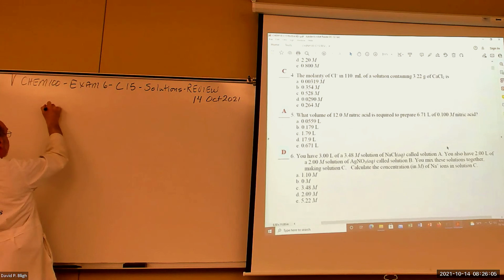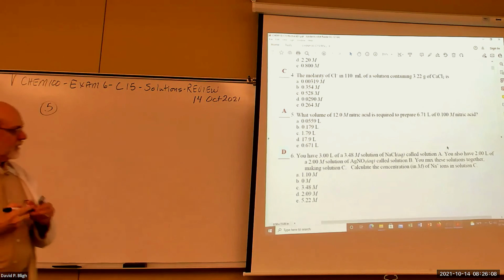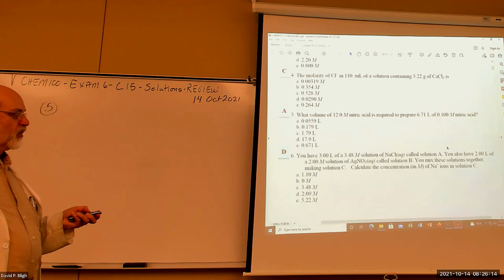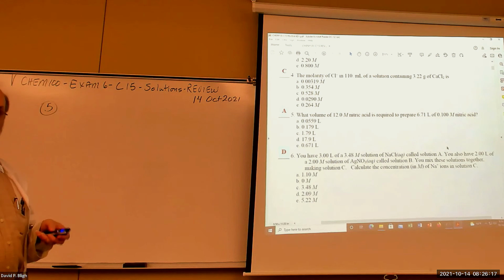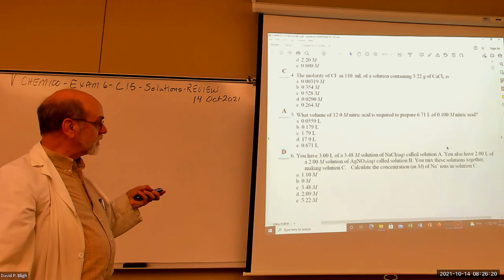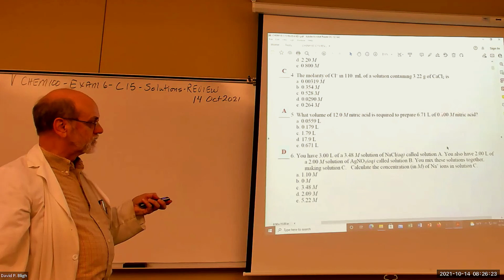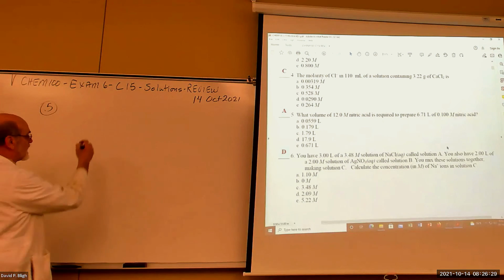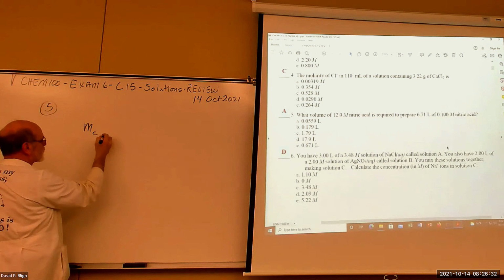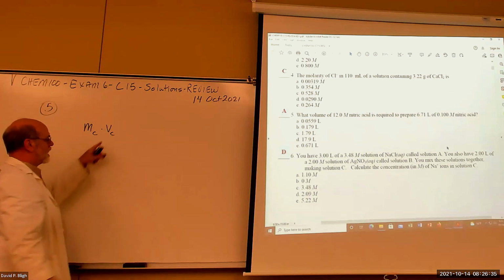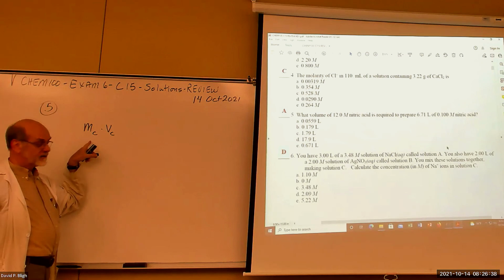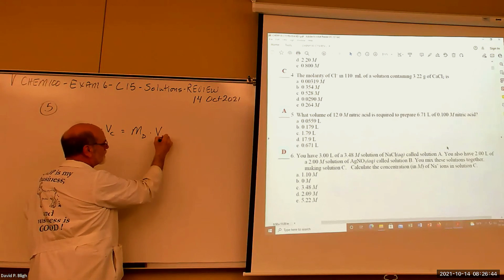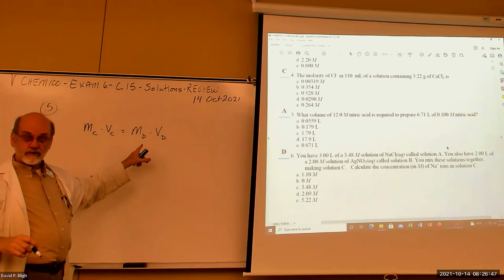Number 5. What volume of 12 molar nitric acid is required to prepare 6.71 liters of 0.1 molar nitric acid? Here we have a concentrated solution and a dilute solution. This is a dilution problem. Remember the formula that applies there. The molarity of the concentrated times the volume of the concentrated solution that you draw out is equal to the molarity of the diluted solution times the final volume of the diluted solution.